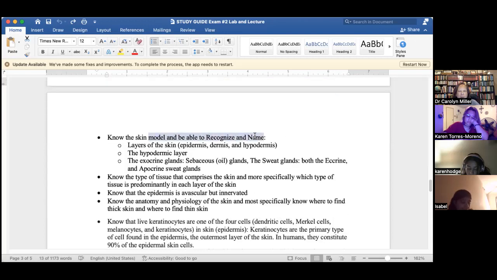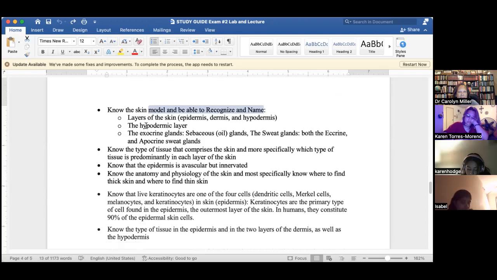Know the skin model and be able to recognize and name. So the layers of the skin, the epidermis, dermis, and hypodermis, we've talked about that. The hypodermis is where we give hypodermic injections, it's mostly adipose. The exocrine glands, the sebaceous are located around here. The sweat, you can see it go to the surface, and the apocrine goes into the hair follicle. So the skin model is going to be on the exam.